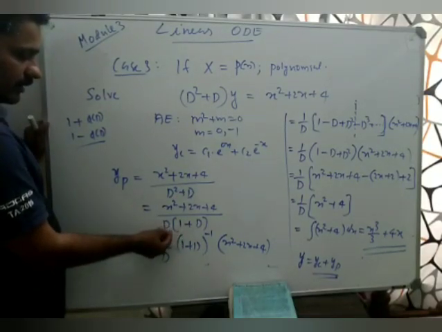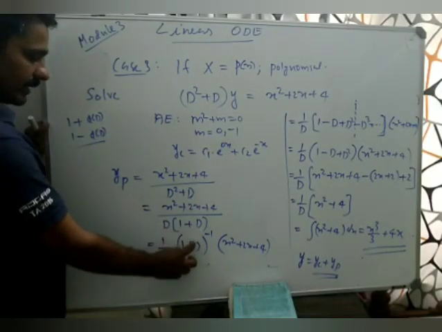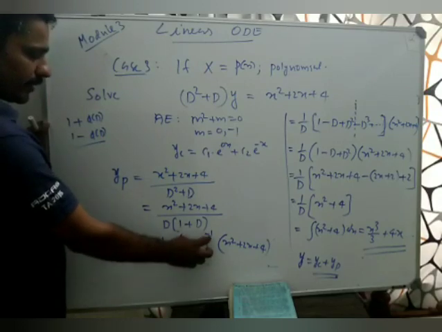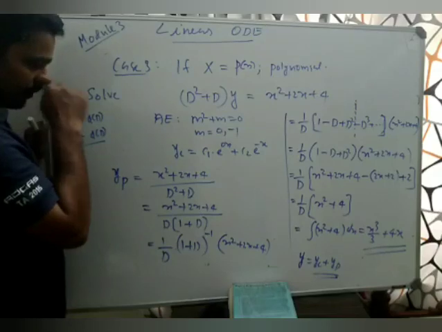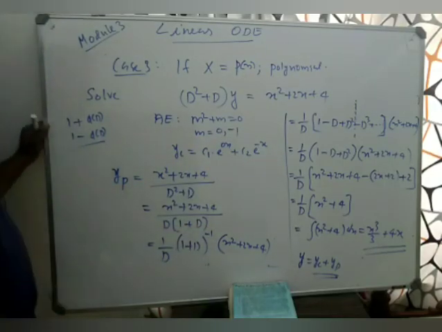You, however, take out some terms and make it as some 1 plus phi of d to the power minus 1 or 1 minus phi of d to the power minus 1. Expand it and simplify it. Okay.